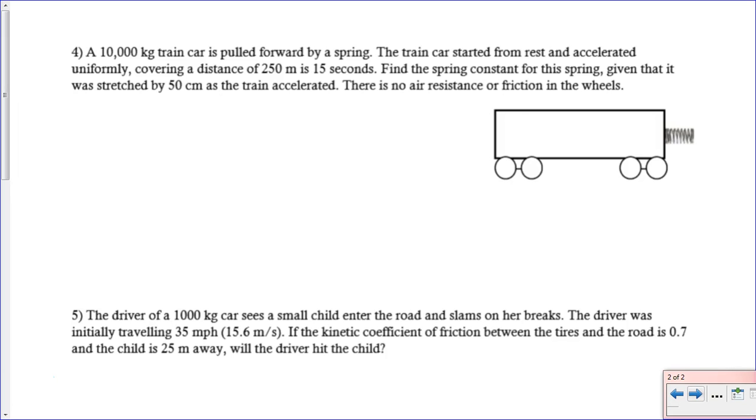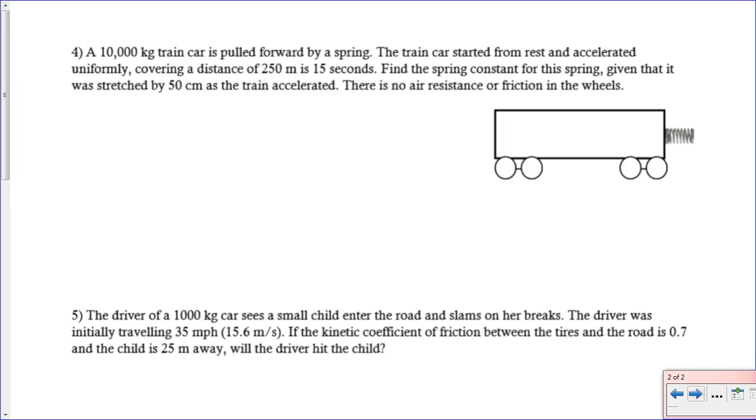Okay, on the back here we have 3 more problems. These ones are all going to involve velocity versus time graphs, so they're a little bit more complicated than the first 3 that we did. It says we've got a 10,000 kilogram train car. It's being pulled forward by a spring. It says the train car started from rest and accelerated uniformly, covering a distance of 250 meters in 15 seconds. Find the spring constant for the spring, given that it's stretched by 50 centimeters as the train accelerated.